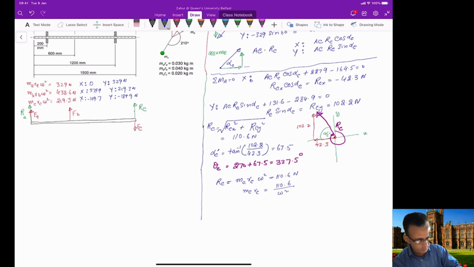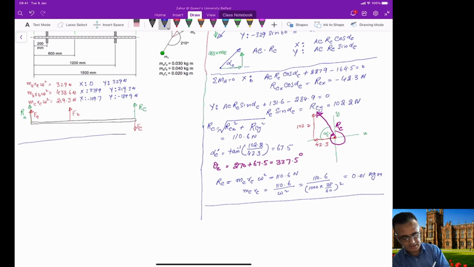So from here you can calculate MCRC, which will be equal to 110.6 divided by omega square, and you know the value of the omega square, which was 1000, but you need to convert this into radian per second, so you will multiply with 2 pi divided by 60, and this will be squared. And from here you will get a value of 0.01 kilogram meter.